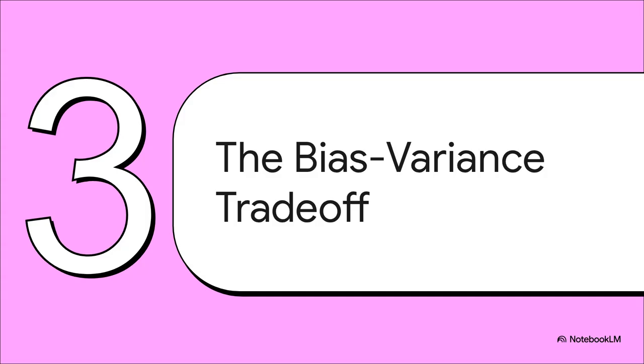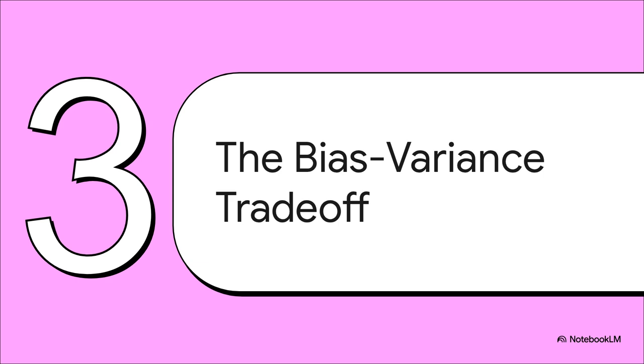Which brings us to what might be the single most important concept in all of this. It's called the bias-variance trade-off. See, you can't just get rid of bias completely, and you can't eliminate variance either. It's a balancing act. The goal isn't to hit zero.